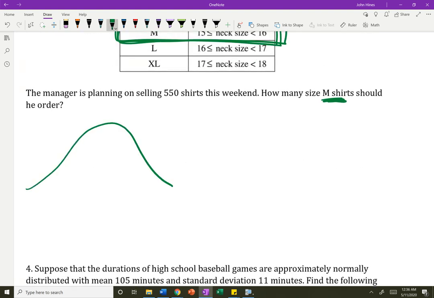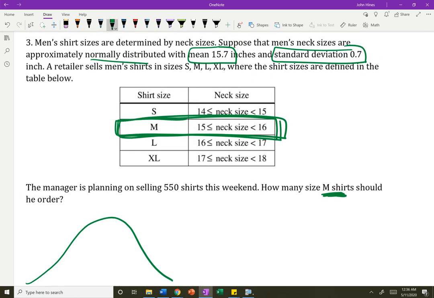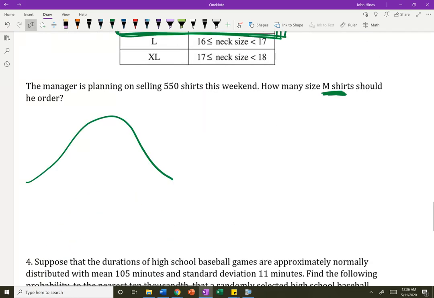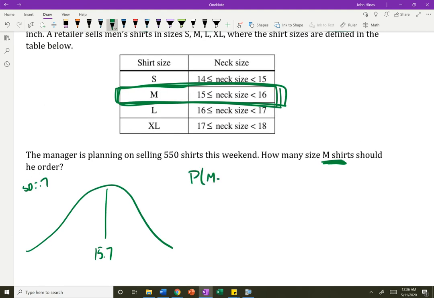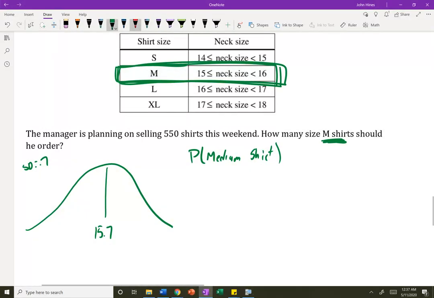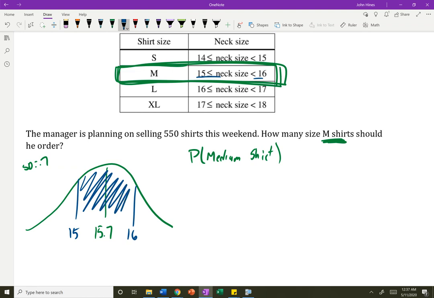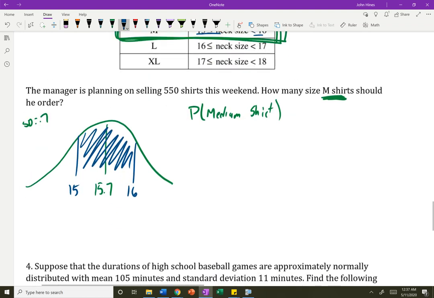Well, what proportion of men need a medium shirt? The mean is 15.7. The standard deviation is 0.7. I want to know the probability that someone needs a medium shirt. Well, that's the probability they're between 15 and 16. What's the probability that someone's neck size is between 15 and 16?